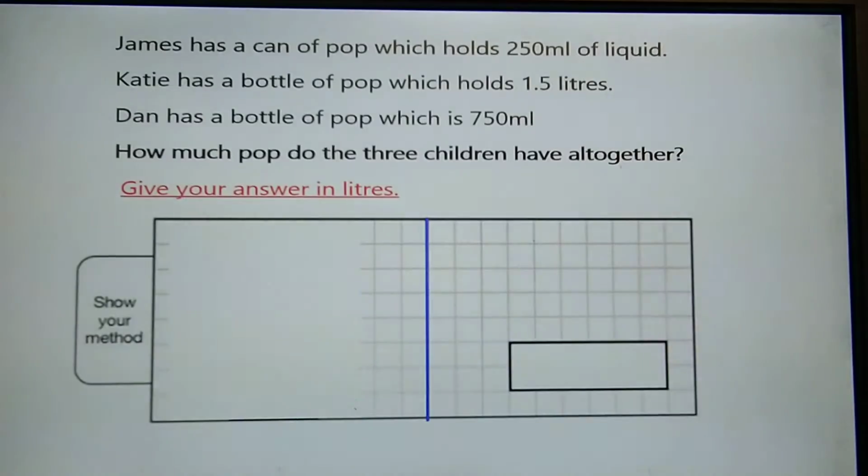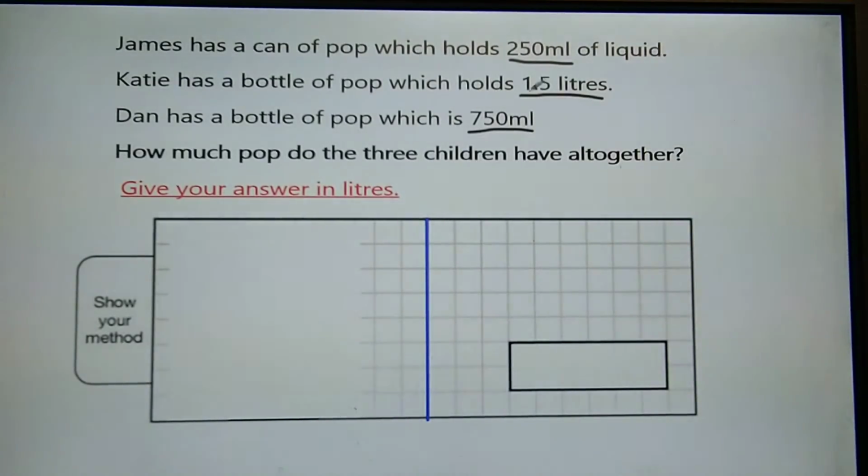Okay, moving on. This question is giving us 3 pieces of information. It's giving us that James has a can of pop with 250 mils of liquid. Katie has a bottle of pop which holds 1.5 litres, and Dan has a bottle of pop which has 750 mils. Now we're being asked, how much pop do the 3 children have all together? But we need to give our answer in litres. Now what I think I'm going to do actually is, first of all, I am going to just find out how much pop I have.